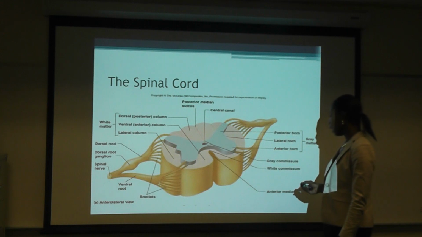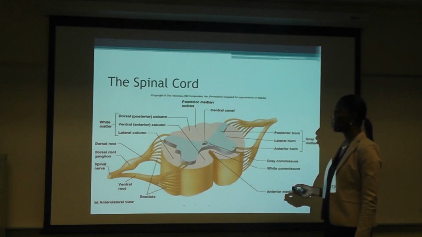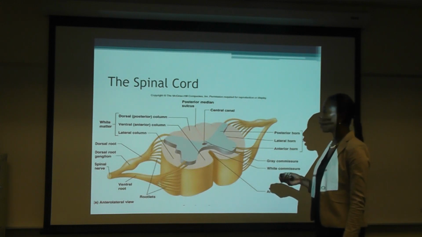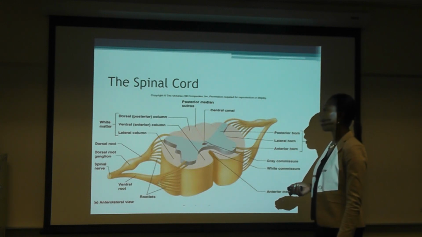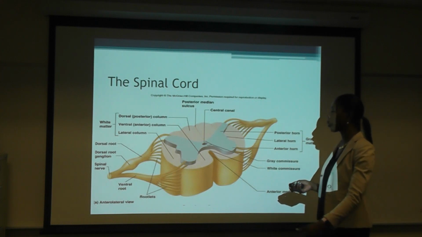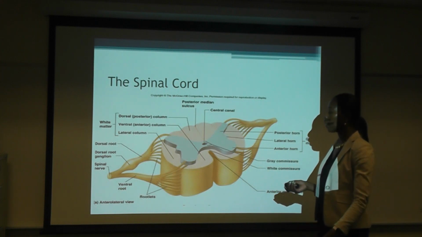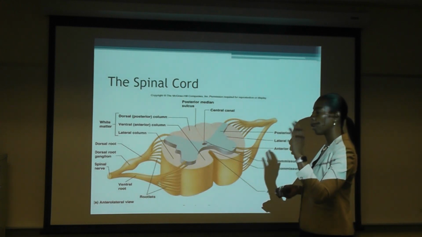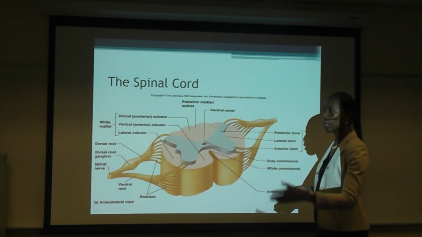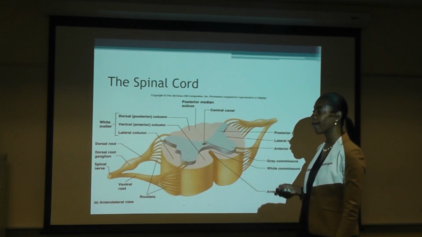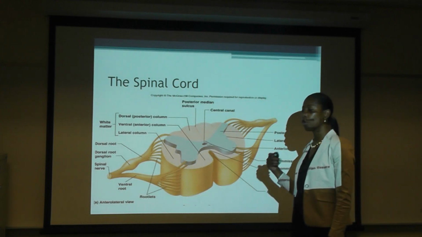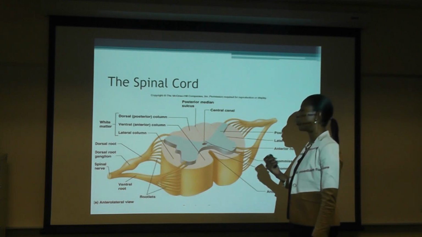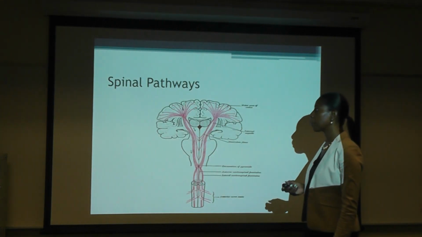Basically, the spinal cord takes information from the body and sends it up to the brain through the spinal tracts, which take information from the brain to the body, and from the body to the brain. We have the corticospinal tract, which is the primary motor tract, and then we have the spinothalamic tract, which takes information from the somatosensory area. And that's basically what we're going to talk about.